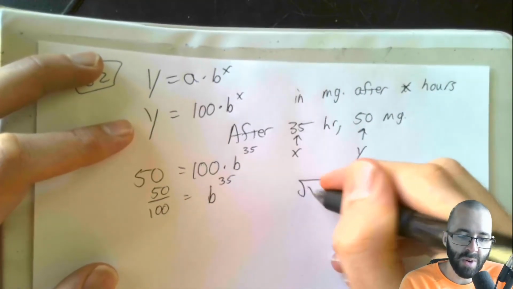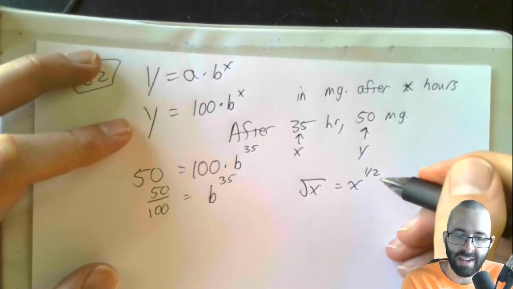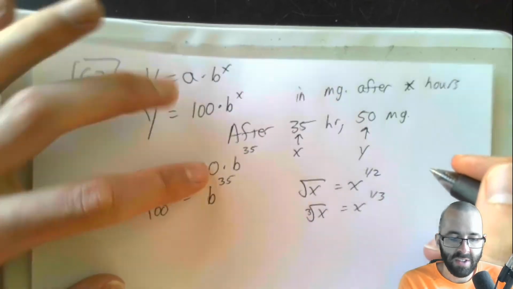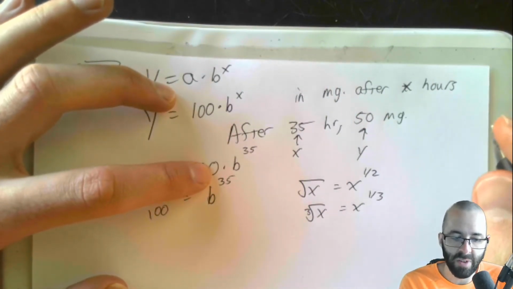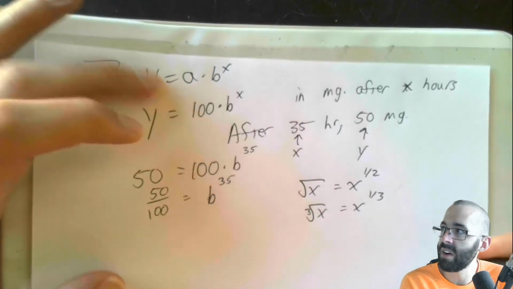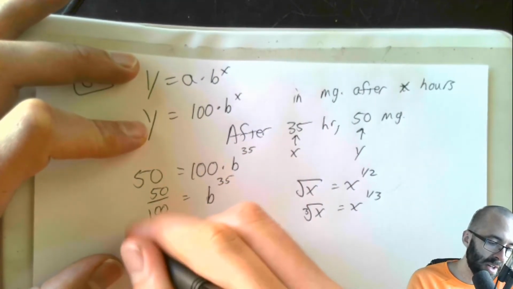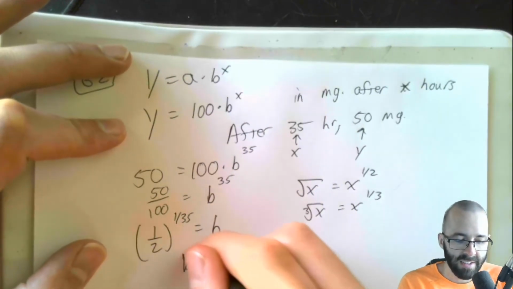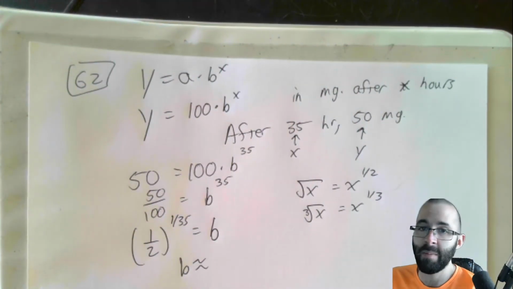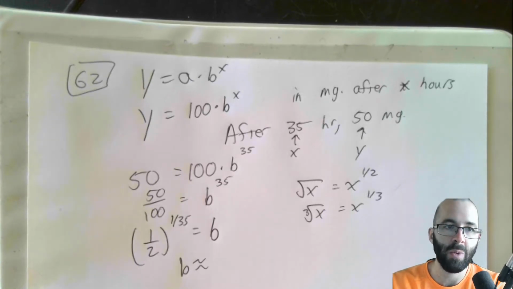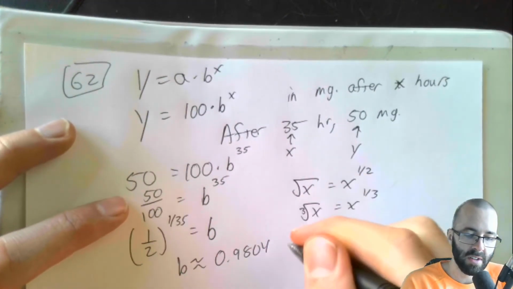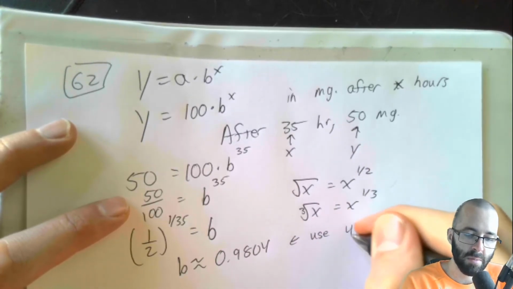But just like remember, the square root of x, we can also write with a rational exponent as x to the 1/2. The cube root of x is x to the 1/3. So when we're taking the 35th root of both sides, we're going to write that as to the 1/35 power. 50 over 100 simplifies to 1/2, raised to the 1/35 power is equal to b. Type that into your calculator unless you are a madman doing math in your head. 1/2 raised to the 1/35 power is approximately 0.9804. Use 4 decimal places.